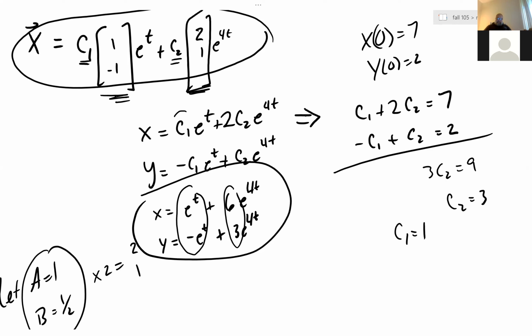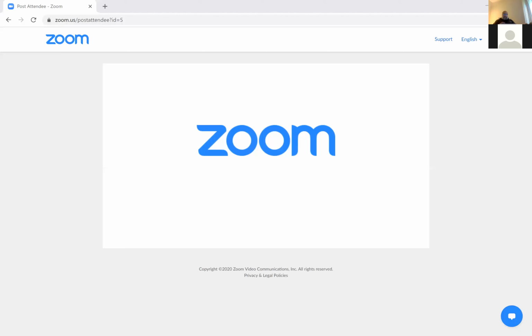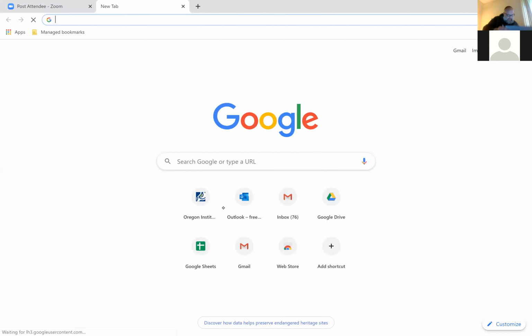I'm going to stop sharing and share something different. Oh, brother. I guess this is the one I want. Desmos today. Sounds fun.